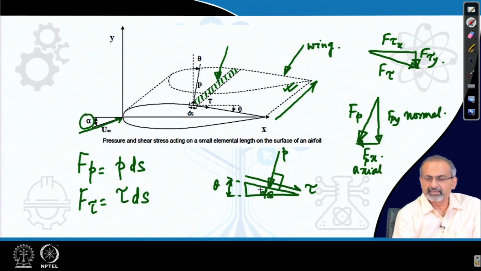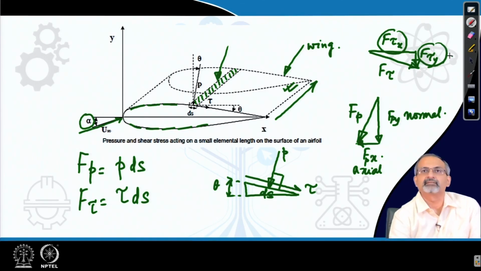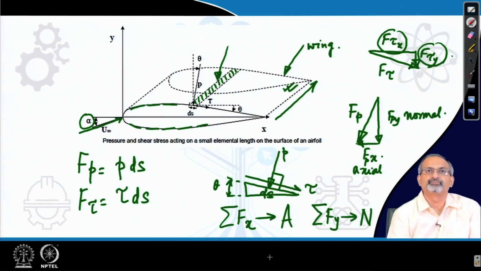Now, like you have done it for a small element here, it can be done for a large number of such small elements covering the entire airfoil surface. And at each such element, these components will work out having contribution along the axial and normal directions. So, finally, you will have a summation of these forces along x, which gives you the total axial force, and a summation of the forces along the normal direction, that will give you the normal force.